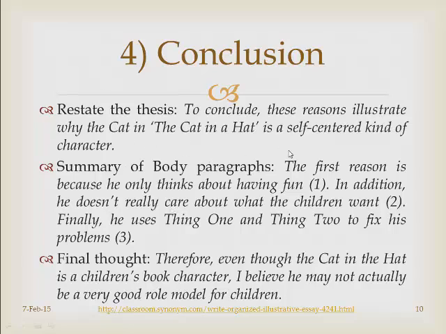Then you summarize the body paragraphs. Usually we have one sentence for each controlling idea. So here, the first reason is because he only thinks about having fun. That's your first idea. In addition, he doesn't really care about what the children want. Different way of saying point number two. Finally, he uses thing one and thing two to fix his problems. That's point number three, and all three talk about how the cat in the hat is self-centered.